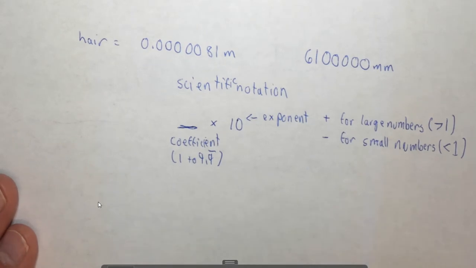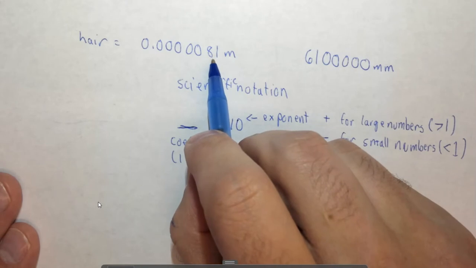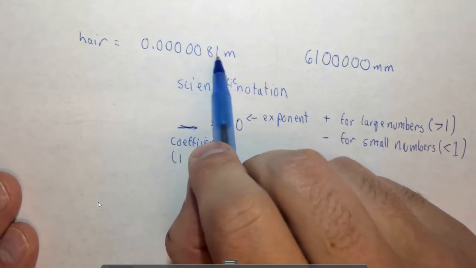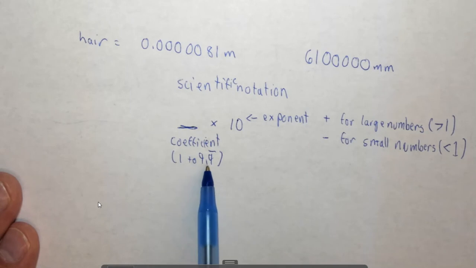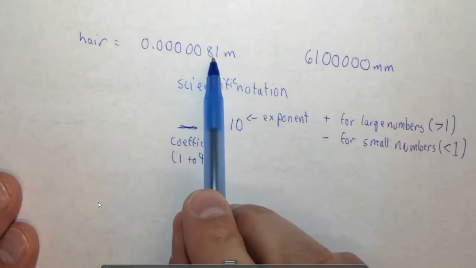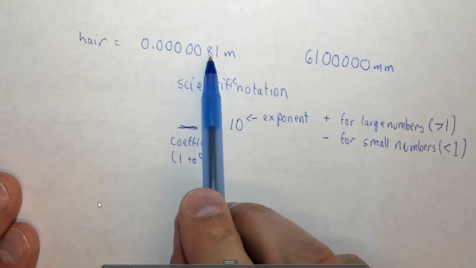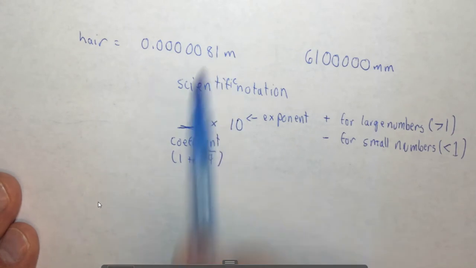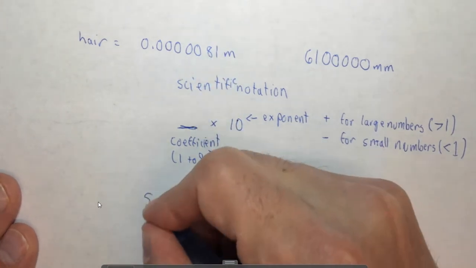So let's look at our first example. Let's look at this number here. So we want to express this in scientific notation. So we need to make this 0.000081 meters into something that is between 1 and 9.9. That number means we need to put the decimal place between the 8 and the 1. So we need to get 8.1. We can't use 0.81 because that's less than 1. We can't use 81 because that's greater than 10. So we have to use 8.1.